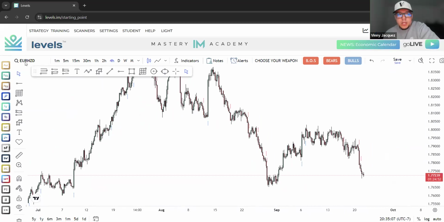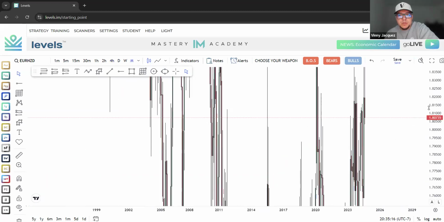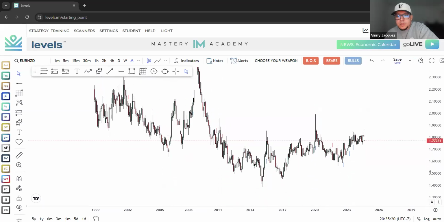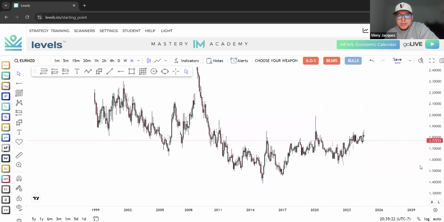So look at guys, we're on EURNZD. Now I don't want to stay on this time frame, right? I can see structure, yes, but let's go ahead and bump up a little bit. Let's go to the monthly time frame and look at some structure. Structure may be far, but that's okay, guys.